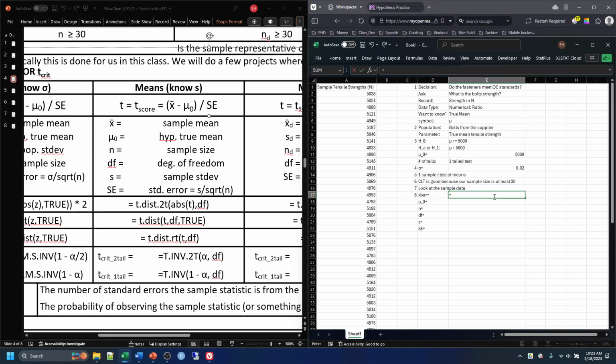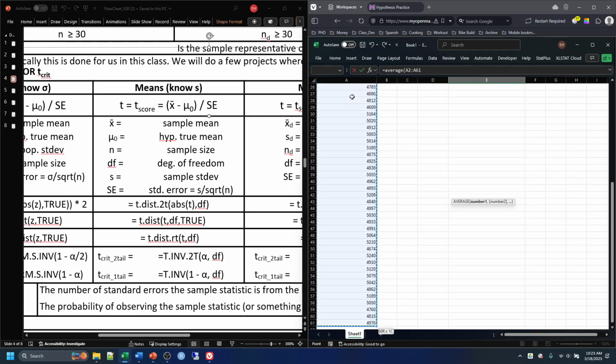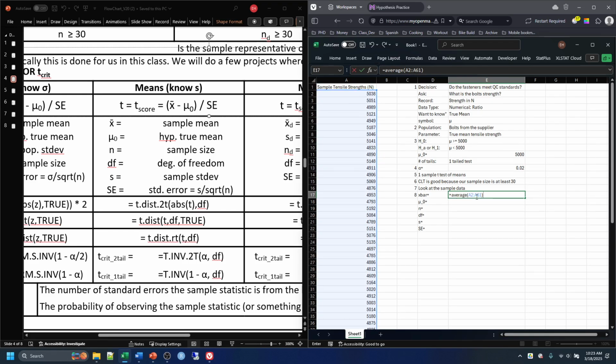So for our X bar, we're just going to do equals average of our data set. Click on the first one, Control Shift down. And before I hit enter, instead of having to do that Control Shift down over and over, I'm just going to copy the range that it selected and I'm going to hit enter. Okay, so I've got my sample mean.